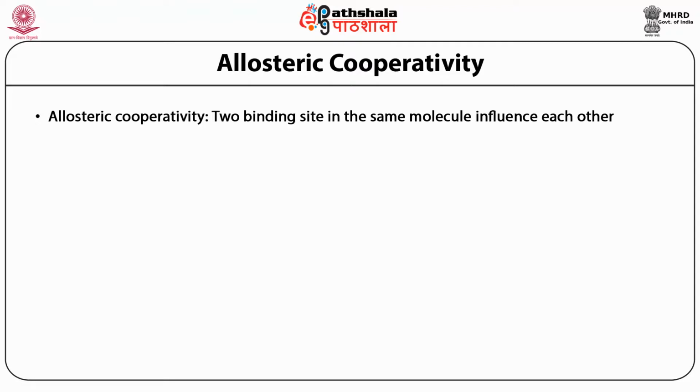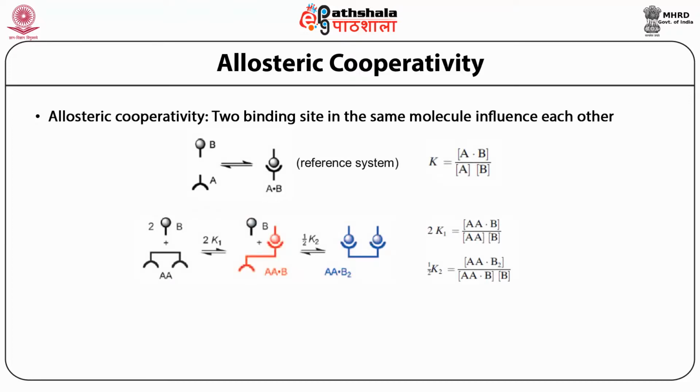Let's try to understand this allosteric cooperativity with the help of binding constants and equations. The top system is our reference system. When A and B join to form this non-covalent complex, the association constant can be given by the ratio of the concentration of the complex divided by the equilibrium concentrations of A and B.